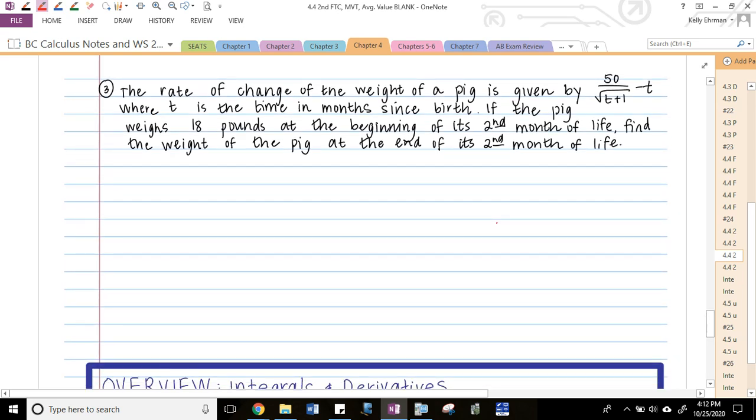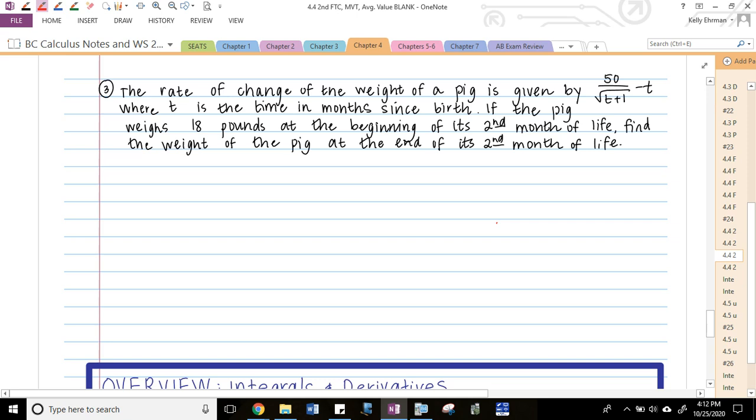All right, last example. The rate of change of the weight of a pig is given by 50 divided by square root of t plus 1. That says minus t on the end, where t is the time in months since birth. If the pig weighs 18 pounds at the beginning of its second month of life, find the weight of the pig at the end of its second month of life.